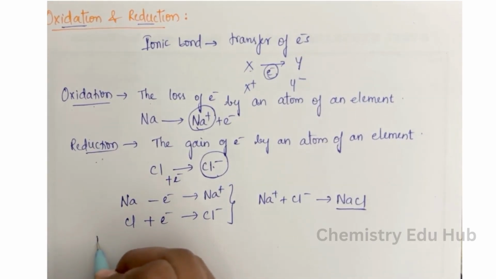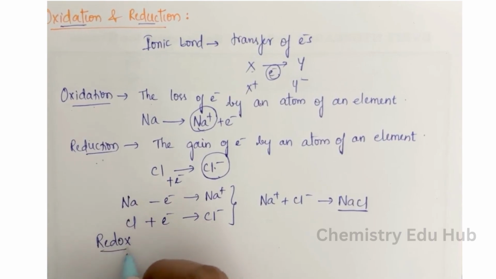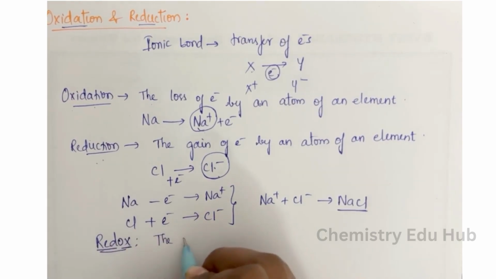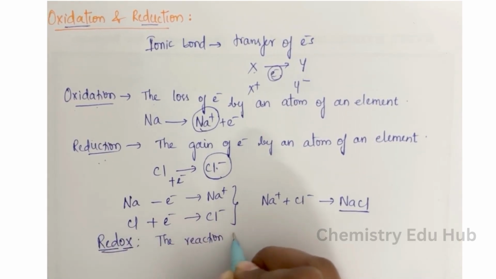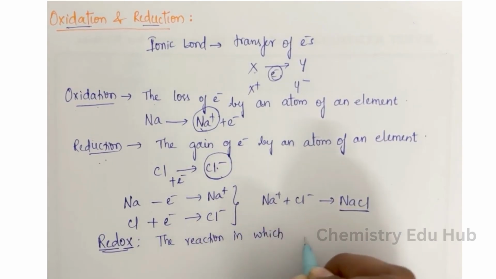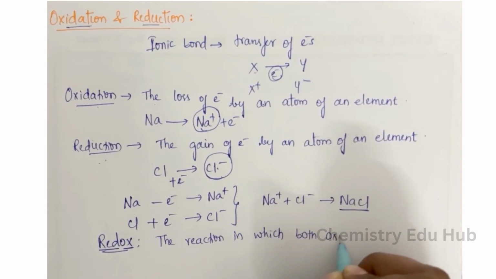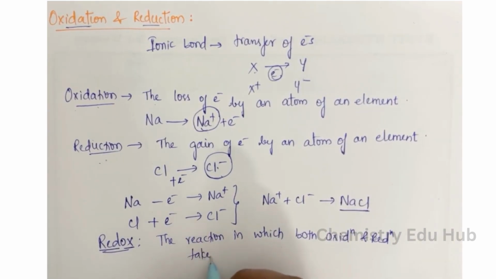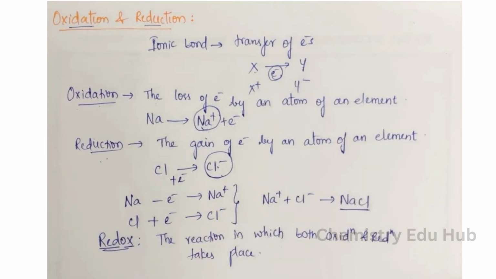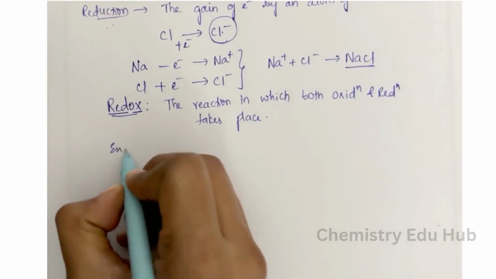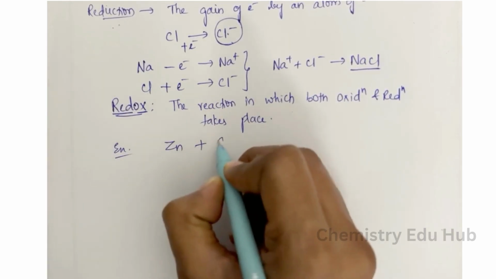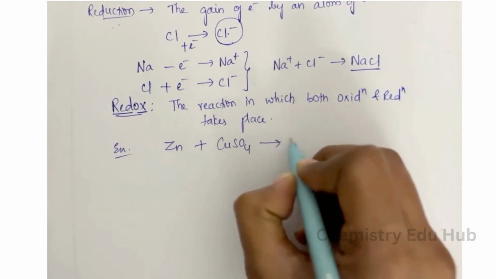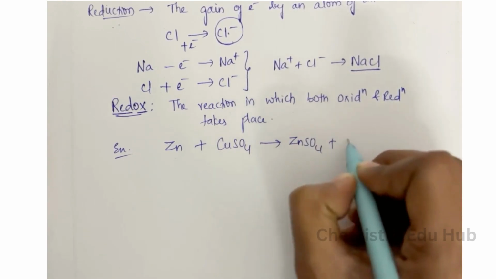So such reactions are called redox reactions. What is redox? Red is reduction, ox is oxidation. So the reaction in which both oxidation and reduction take place, such reactions are called redox reactions. So the example could be zinc reaction with copper sulfate to give zinc sulfate and copper.